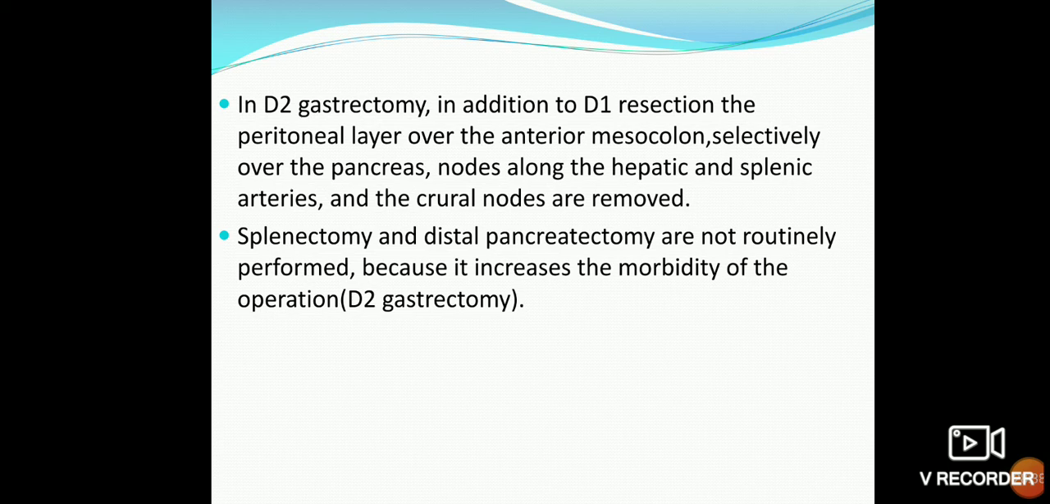Splenectomy and distal pancreatectomy are not routinely performed because they increase the morbidity of the D2 gastrectomy. But we go for splenectomy or distal pancreatectomy if there is involvement of the spleen or pancreas. If a proximal fundus tumor is present which is infiltrating the spleen or pancreatic tail, then we go for splenectomy and distal pancreatectomy.